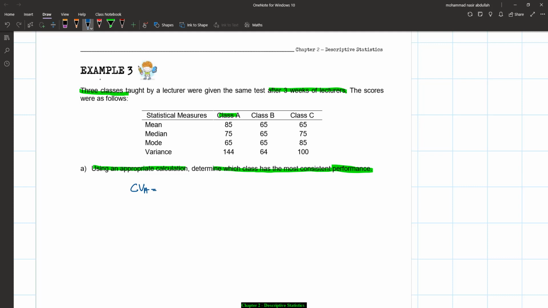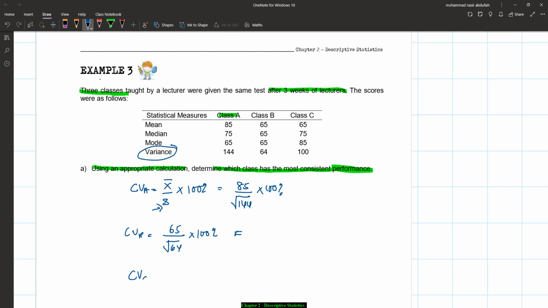Let's say coefficient of variation for class A, mean divided by standard deviation multiplied with 100%. So mean is 85 divided by standard deviation is square root of 144 multiplied with 100%. CV B sama juga, 65 divided by square root of 64 multiplied with 100%. So remember, this is the variance kan? Kita nak standard deviation. So CV C, this is B, right? 65 divided by square root of 100 multiplied with 100%.